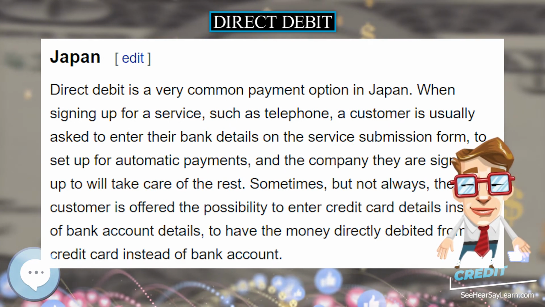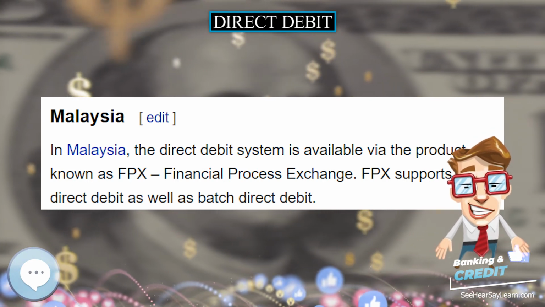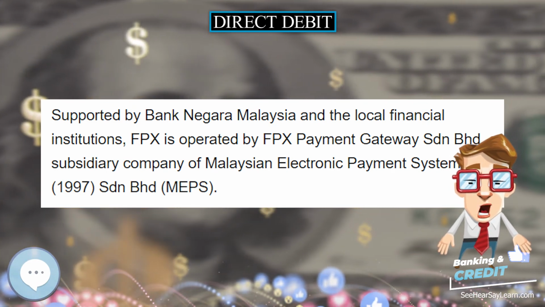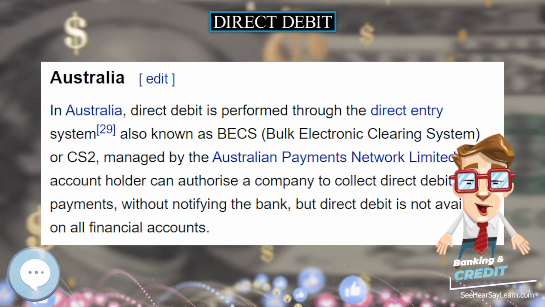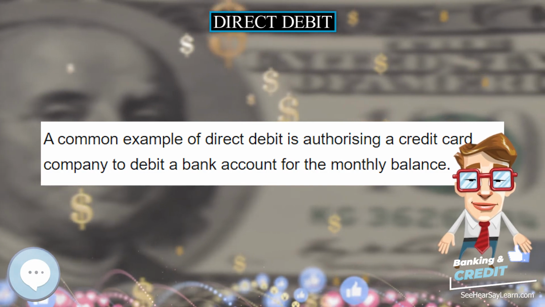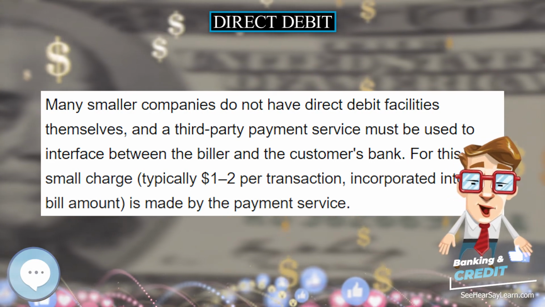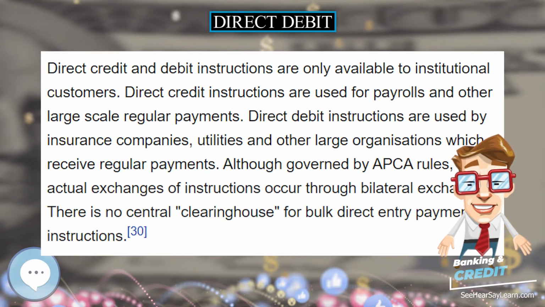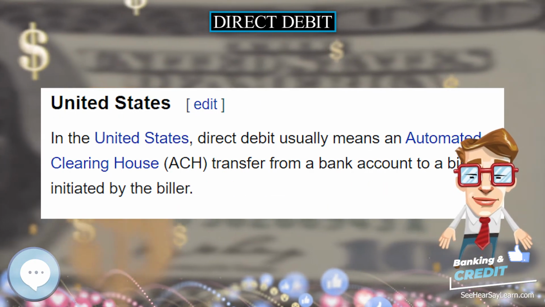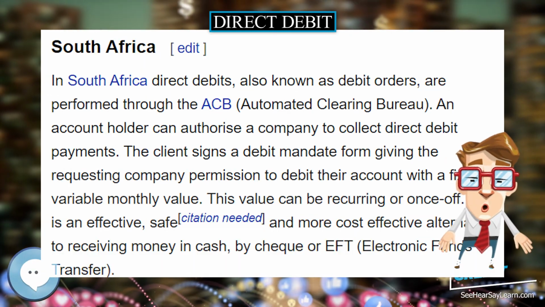South Africa. In South Africa, direct debits, also known as debit orders, are performed through the ACB. An account holder can authorize a company to collect direct debit payments. The client signs a debit mandate form giving the requesting company permission to debit their account with a fixed or variable monthly value. This value can be recurring or once-off. This is an effective, safe and more cost-effective alternative to receiving money in cash, by check or EFT, electronic funds transfer. There are three types of commonly used debit orders in South Africa: EFT, electronic funds transfer, NAEDO, non-authenticated early debit order, and AEDO, authenticated early debit order.